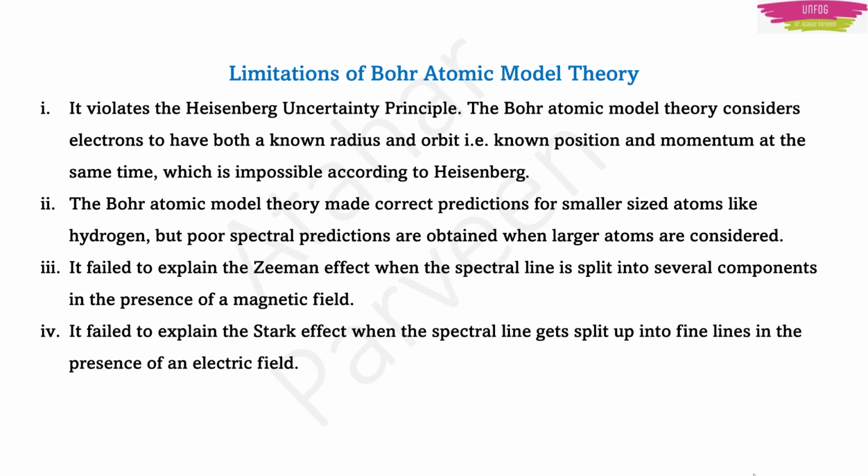And then Bohr's atomic model failed to explain two important phenomena known as the Zeeman effect and the Stark effect. What does Zeeman effect mean? If a spectral line is split into several components in the presence of a magnetic field, then that effect you call the Zeeman effect. And if spectral lines get split up into fine lines in the presence of an electric field, that effect you call the Stark effect. Bohr's atomic model could not explain both Zeeman effect and Stark effect. Okay, so these are the limitations of Bohr's atomic model.